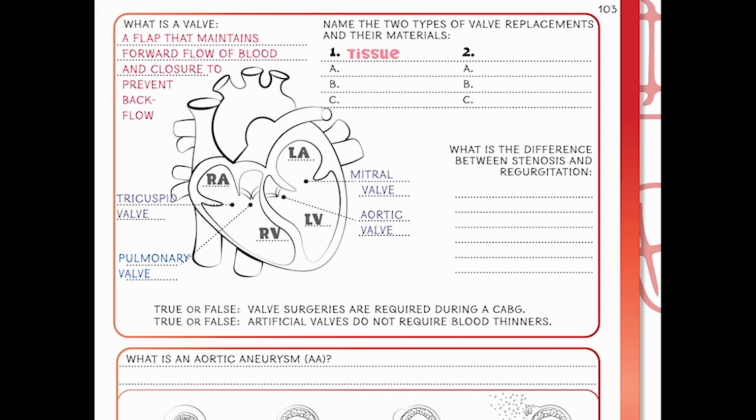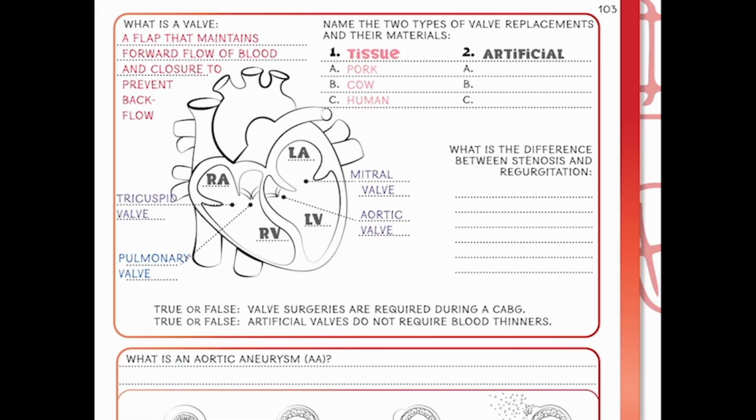So when a valve is defective or it potentially needs some kind of replacement, we can do this in 2 different ways. We could do this by doing a tissue valve replacement, and these tissue valves could be taken from pork or cow or human cadavers. But the best part about tissue valve replacement is we don't need to put patients on any anticoagulants or blood thinners post-procedure. The only downfall about these really is that they're going to have a shorter lifespan than our artificial valves.